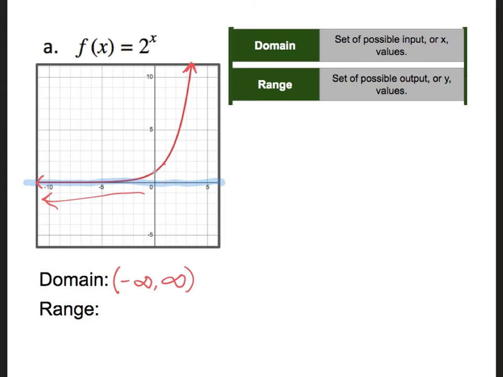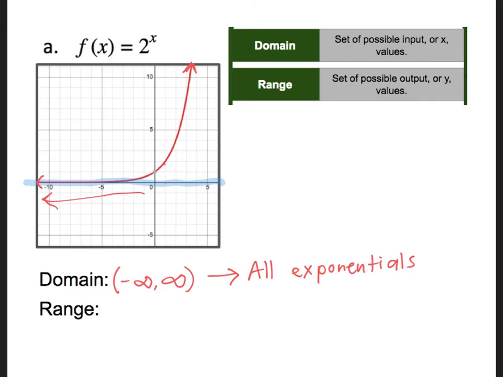So we're going to say my domain for this function is going to be from negative infinity to infinity. And we're going to write it just like that. This is going to be true for all exponential functions. So for every problem you see today, your domain is going to be from negative infinity to infinity.